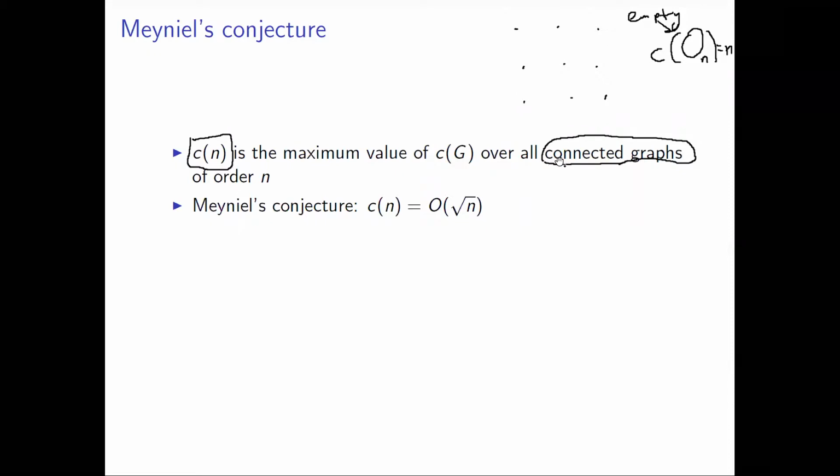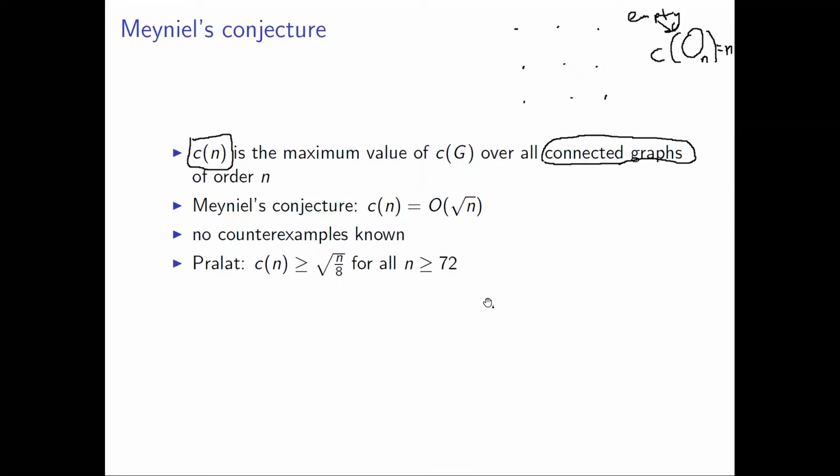Probably the most famous open problem about the cop versus robber game is Meyniel's conjecture. This conjecture has been around, I think, since the 80s. The conjecture is that the cop number of any connected graph of order n has an upper bound of big O of square root of n. And there are no counterexamples known to the conjecture. So the conjecture has been open for decades. No one's ever found any counterexamples.